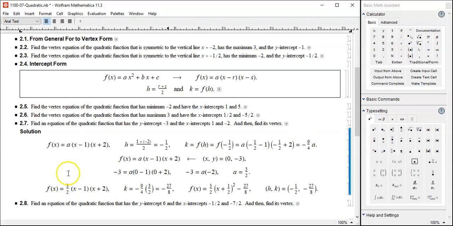Now let's go to the final problem here. Find an equation of the quadratic function that has y-intercept 6, like this, and the x-intercepts like these. So the structure of the problem is pretty much identical. Can you do the same thing as this to get this problem done? You should be able to do that. So go ahead and try.